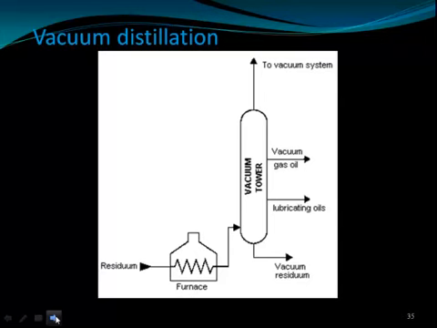So it is sent to the vacuum tower where vacuum is maintained. Then we can get lower boiling point gas oil, and then we can have the lubricating oils, which we can remove at a higher fraction. Then those with higher boiling points can be removed as the vacuum residuum.